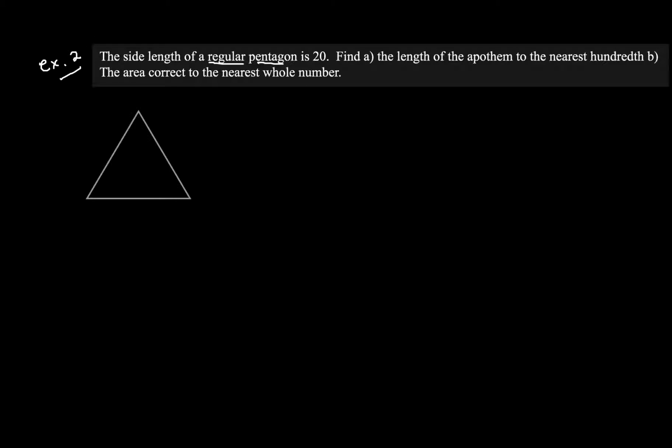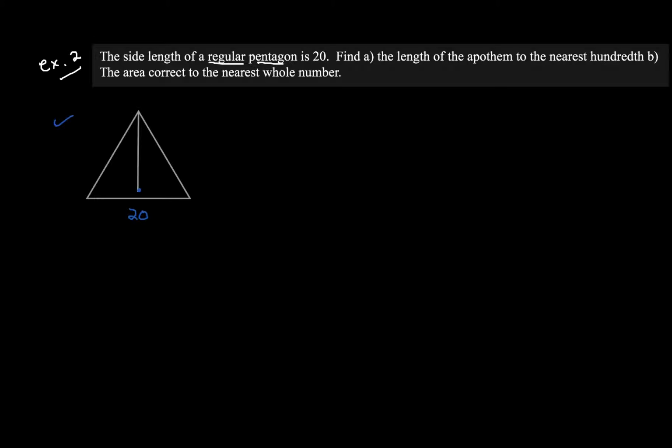So there it is. Now if it's a 10-sided figure, it means there's going to be 10 triangles. So we're going to find the area of this triangle, and then we're going to multiply it by 10. Now it says the side length is 20, so I'm going to call this one down here 20. And we have to find the length of the apothem.